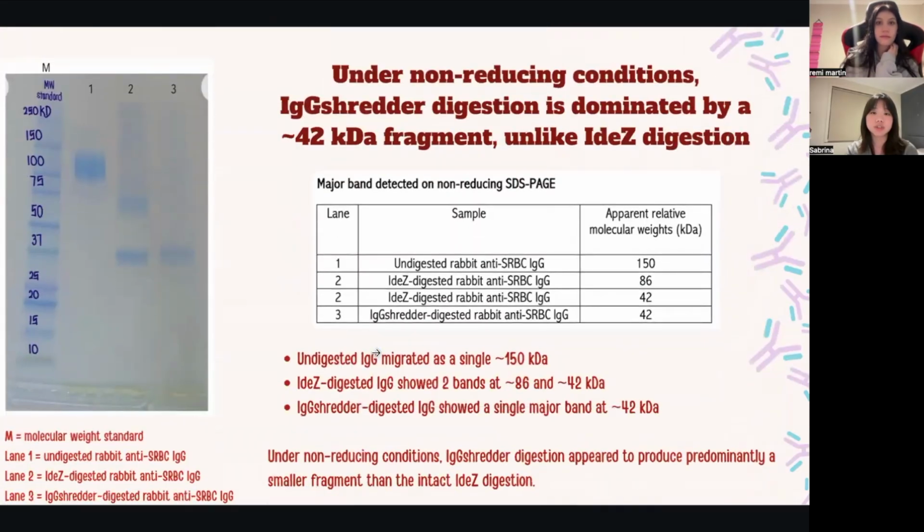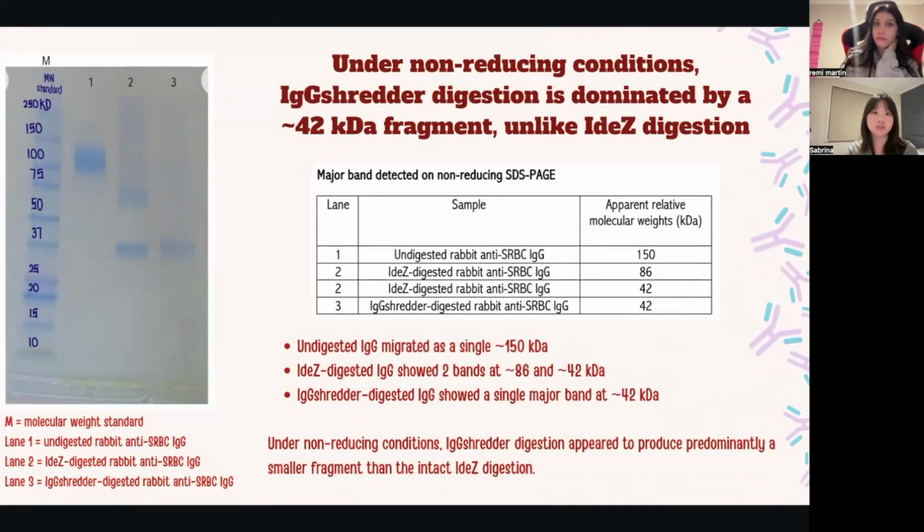Under non-reducing conditions, where interchain disulfide bonds are preserved, the undigested IgG migrated as a single band at around 150 kilodaltons, which is what we would expect for intact antibody. The IDZ digest showed bands at approximately 86 and 42 kilodaltons. The IgGShredder digested sample was dominated by a 42 kilodalton species and did not show the larger 86 kilodalton band seen in the IDZ sample.